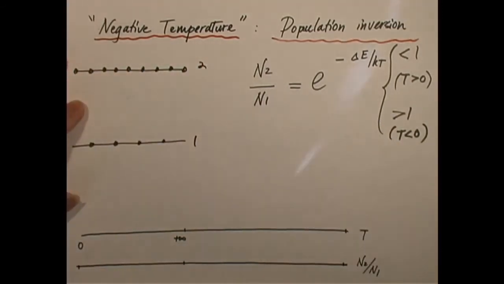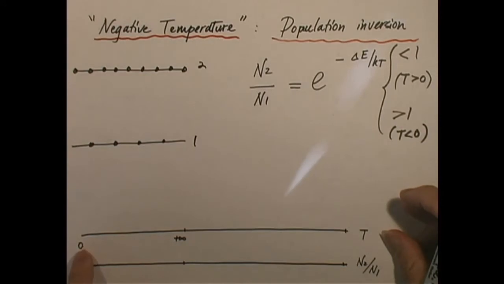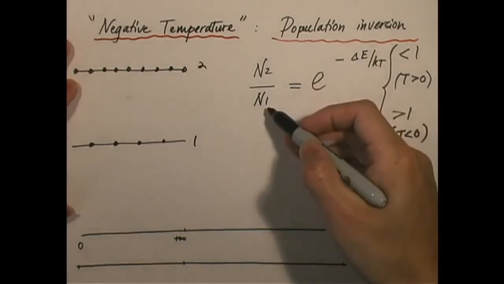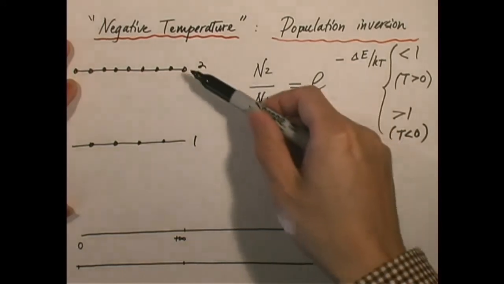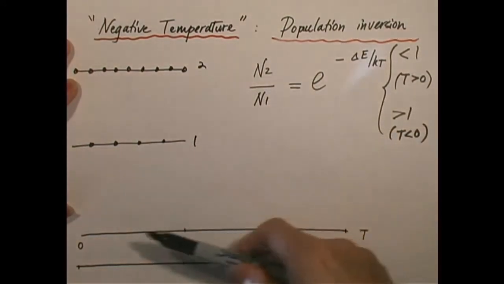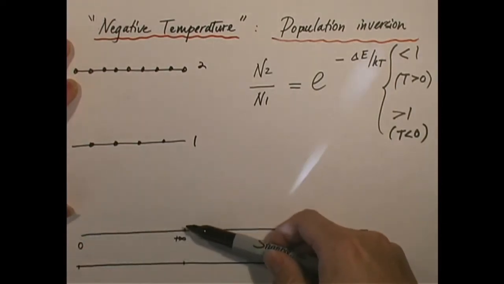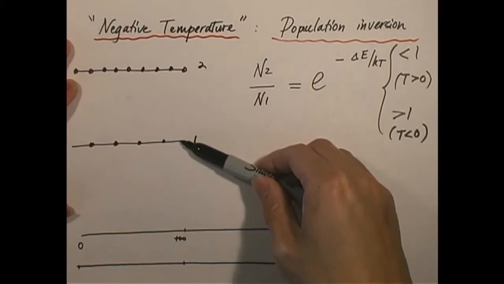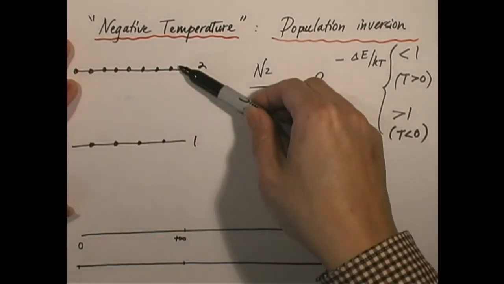If we pretend that temperature can be any value from positive to negative infinity, here is a scale of temperature. It goes from 0 to positive infinity. Let's look at what happens, meanwhile, for the population value of n2 over n1. That is how many particles upstairs versus how many particles are downstairs. As long as temperature is positive, then as I raise the temperature, more particles will go up from downstairs to upstairs.